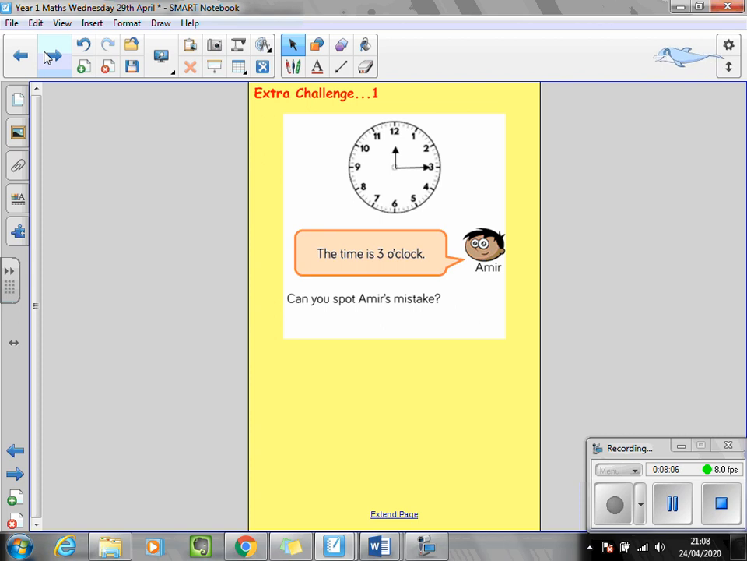I've got 2 extra challenges should you wish to challenge yourself or complete some extra learning, and these questions really rely upon your reasoning and your explanation as to how you know somebody is right or somebody is wrong. So talk to your adult, and if you want to, write it down using your English to explain to me and show me how you know what you know. There's a clock, and Amir says the time is 3 o'clock. Can you spot Amir's mistake? Can you explain why he is wrong and what mistake he's made?